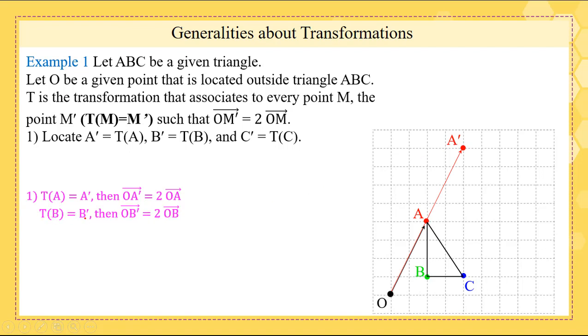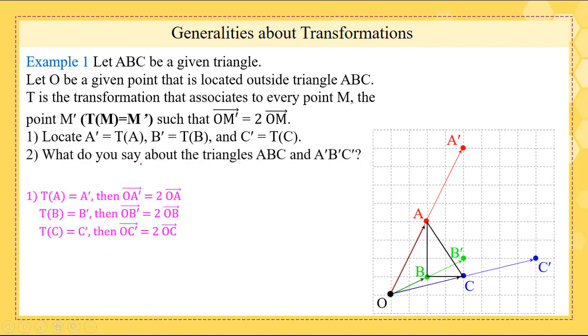Now T of B is equal to B prime. So by the same way, vector OB prime is equal to vector OB. Then B is the midpoint of the segment OB prime. So B prime must be in this position. Now T of C is equal to C prime. So by the same strategy, vector OC prime is equal to vector OC. Then C is the midpoint of the segment OC prime. Then C prime must be in this position.